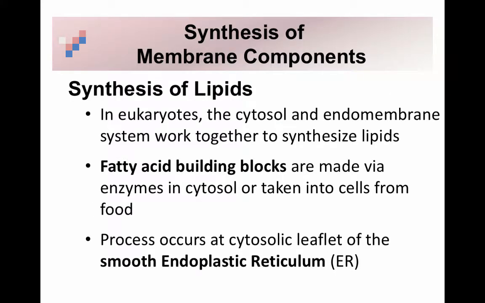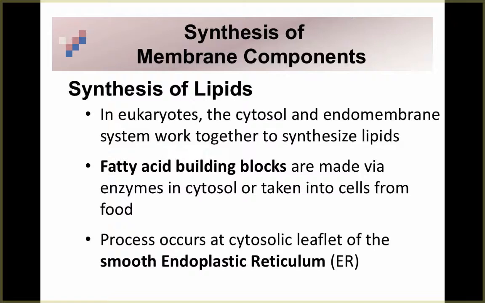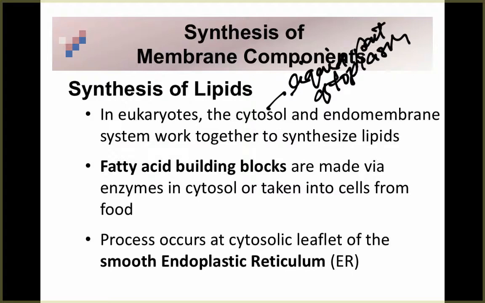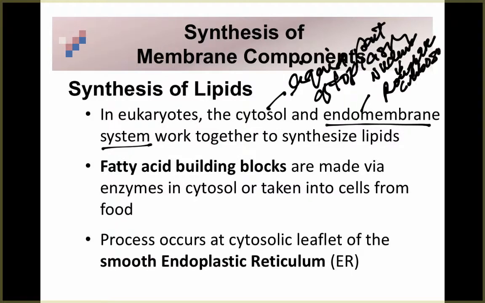As we talked about earlier, the main component of the membrane is the phospholipid. In eukaryotes, the cytosol, which if you remember is the liquid part of the cytoplasm, and the endomembrane system work together to synthesize and transport the lipids to the plasma membrane. If you remember the endomembrane system, it starts with the nucleus, which gives information to the rough ER. On the rough ER, there are ribosomes, and they basically make proteins.